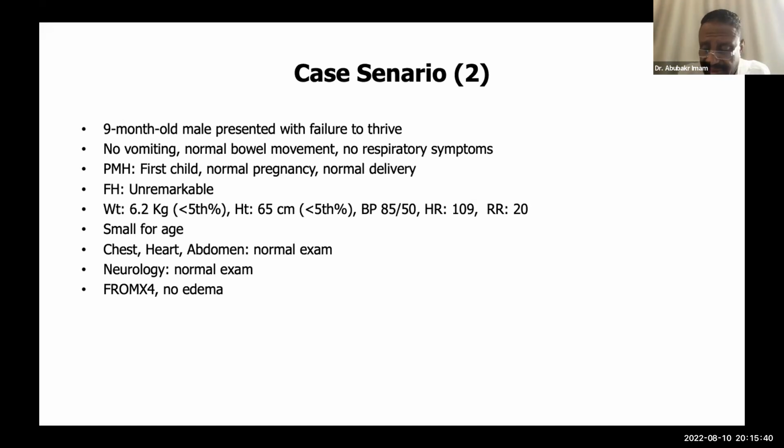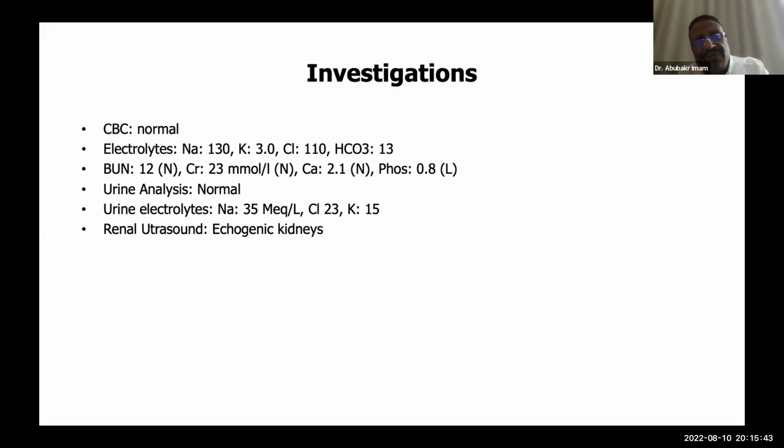Now, you requested the same investigations that you did for the previous patient, so you can have a clue what you're dealing with. Electrolytes: sodium was 130, potassium 3, chloride 110, bicarbonate 13, BUN 12 is normal, creatinine 23 micromole per liter normal, calcium 2.1 normal, phosphate 0.8 is low. Urinalysis relatively normal, with some trace protein. Urine electrolytes: sodium 35, chloride 23, potassium 15. Renal ultrasound showed echogenic kidneys.